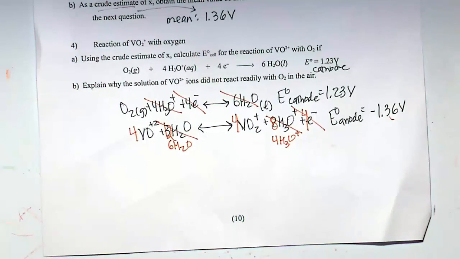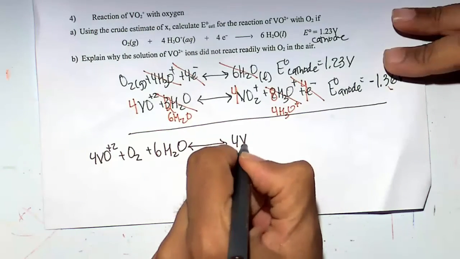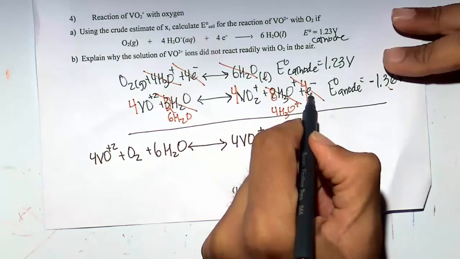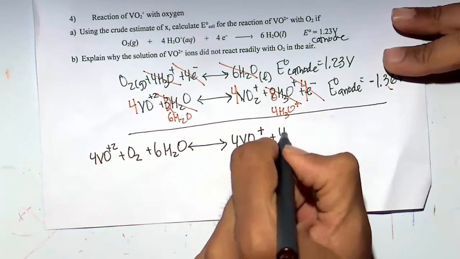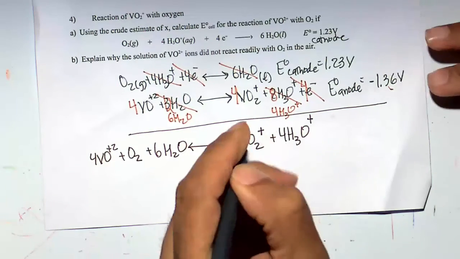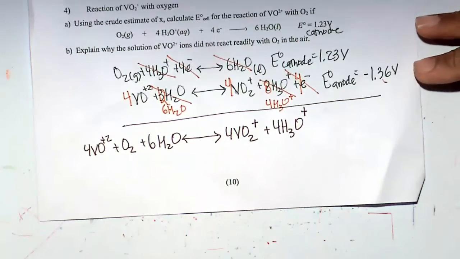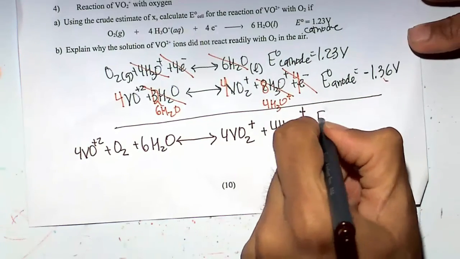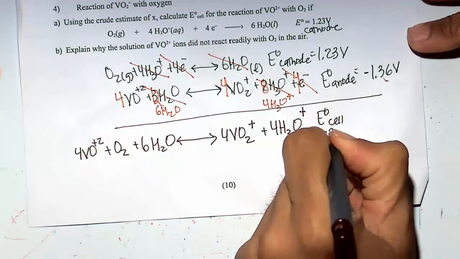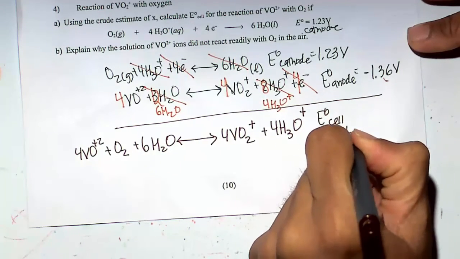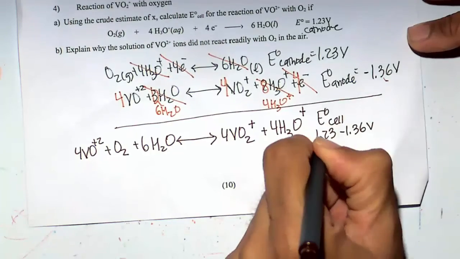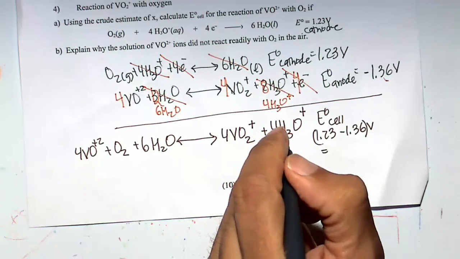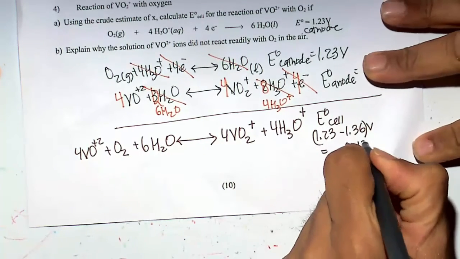So let's write our net reaction here. We have 4 VO2 plus, the 4 electrons are gone, and 4 H3O plus. Okay, so adding the 2 reactions, adding the anode and the cathode, we add these 2 together. So E cell is 1.23 plus minus 1.36 volts. And what is that equal to? 1.23 minus 1.36 is minus 0.13 volts.